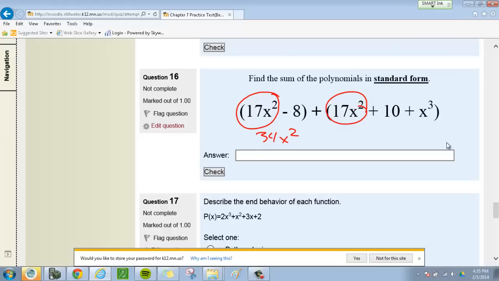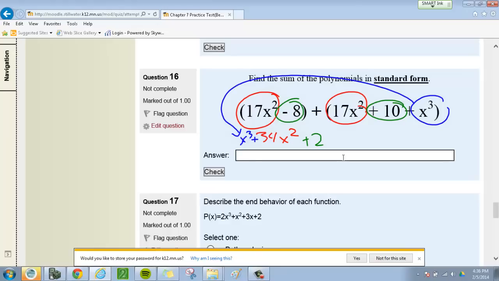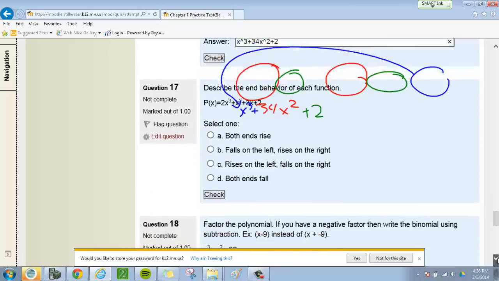Oh, we got an x to the third way over here that we're adding. Is there any other x to the thirds? Nope. So we'll just put that in front here. So we have x to the third plus 34x squared. And then we have these constants. We have the -8 right here, and we got the 10 right there. -8 and 10, that's positive 2. So we got x to the third plus 34x squared plus 2. Hopefully I put that one in right. Okay, I think I did. Yeah, that looks good. Moving on to question 17.